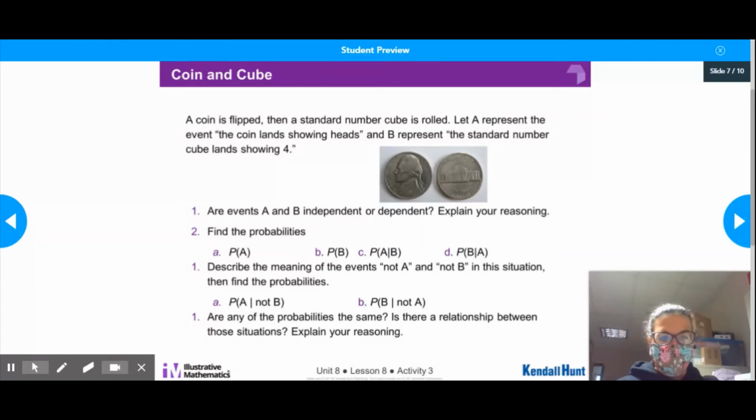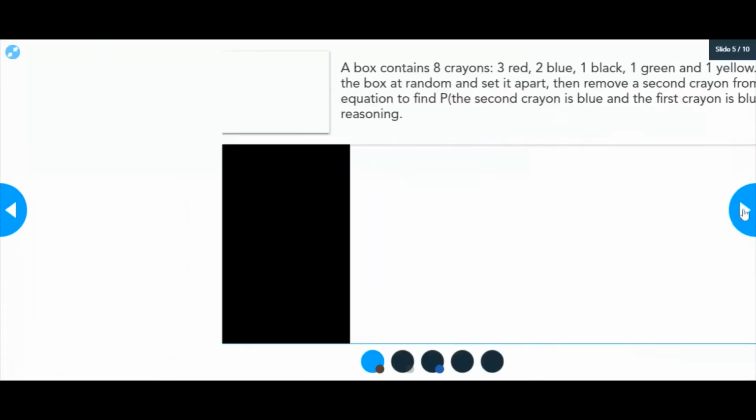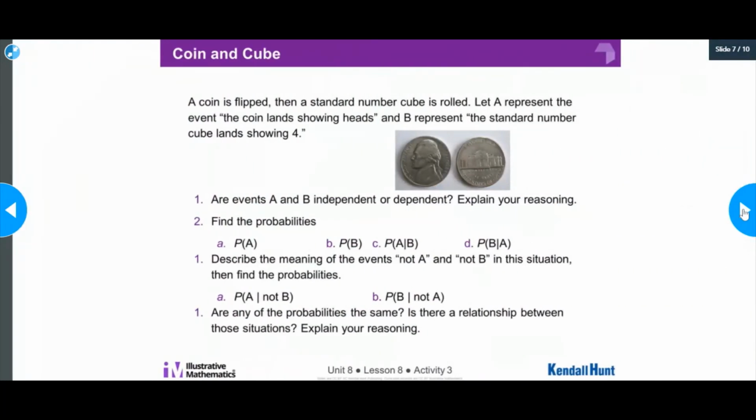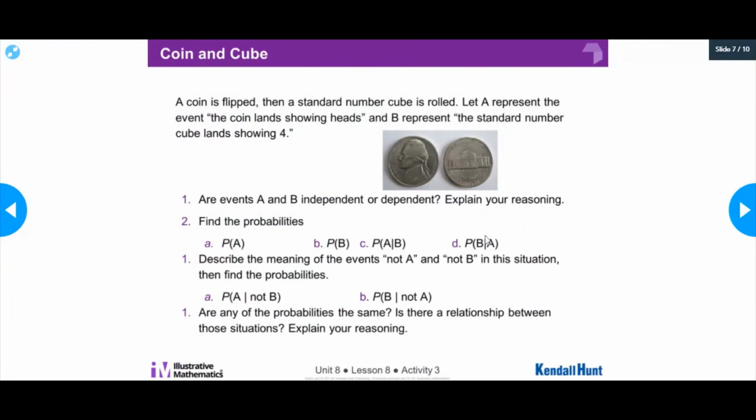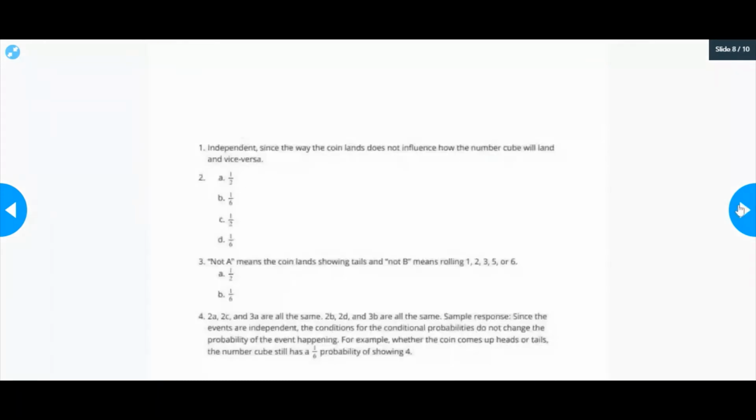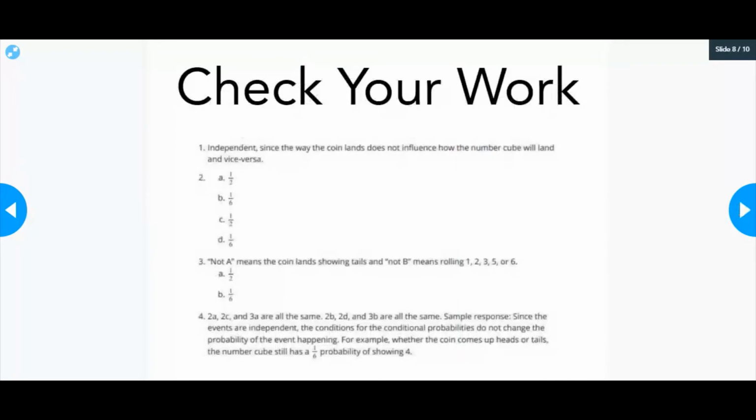All right, so you have just finished answering these questions about the coin and cube, and you're now going to check your answers. So here are the answers to the questions. Check your work. I'm going to talk through questions 3 and 4. Hopefully you've gotten and understand the answers for 1 and 2.